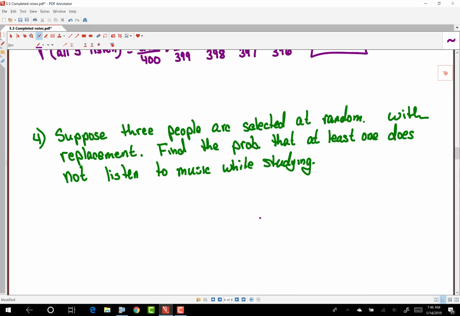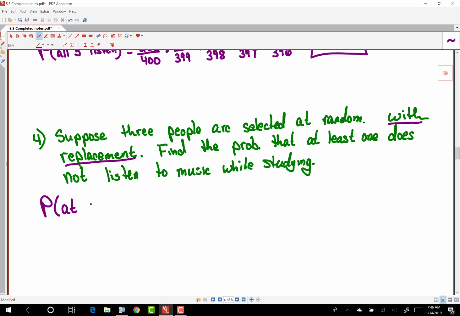Okay, let's do one more example with this problem, and then we'll look at some textbook examples. Okay, so this time we're going to suppose 3 people are selected at random with replacement. So notice this time we're putting each person back before we select the next person. Find the probability that at least one does not listen to music while studying. Okay, so we want the probability that at least one does not listen to music.